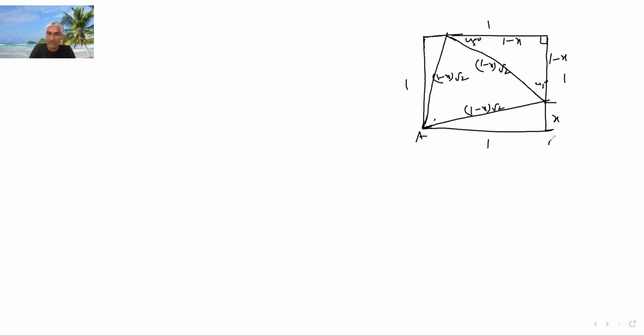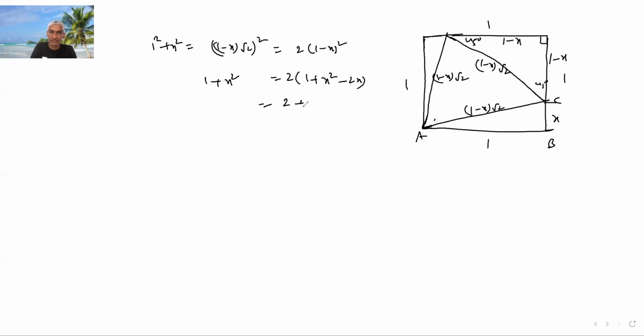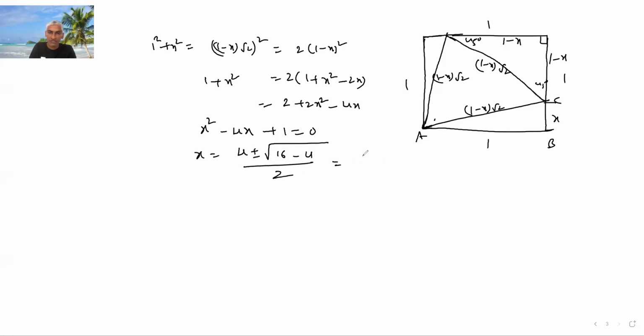Now in this triangle, say ABC, apply Pythagoras theorem to find the value of x. So 1 square plus x square is equal to ((1 minus x) into root 2) whole square, that is 2 into (1 minus x) whole square. So that is 2 into (1 plus x square minus 2x). Expanding, you will get 2 plus 2x square minus 4x. Taking these terms to the right side, you will get a quadratic equation x square minus 4x plus 1 equal to 0. So x will be equal to minus b, that is 4, plus or minus root of b square, that is 16, minus 4ac, which is 4, by 2. So this is 4 plus or minus root 12 by 2. Cancelling 2, you will get 2 plus or minus root 3.